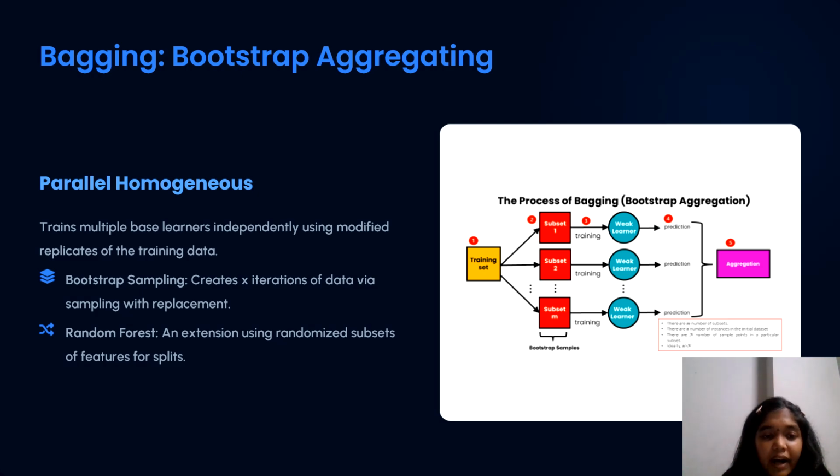We call this term parallel homogeneous. Parallel homogeneous means it trains multiple base learners independently using modified replicates of the training data. Bootstrap sampling and random forest use this type of model.